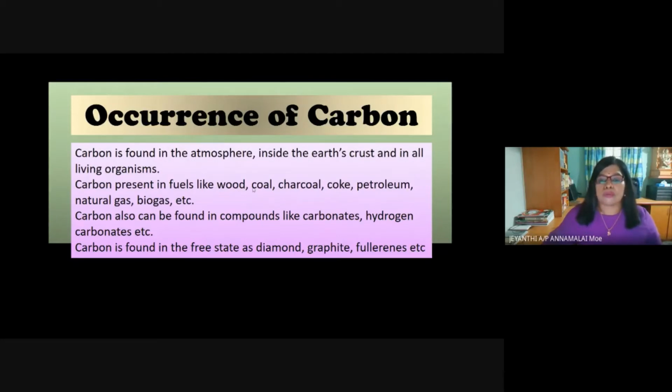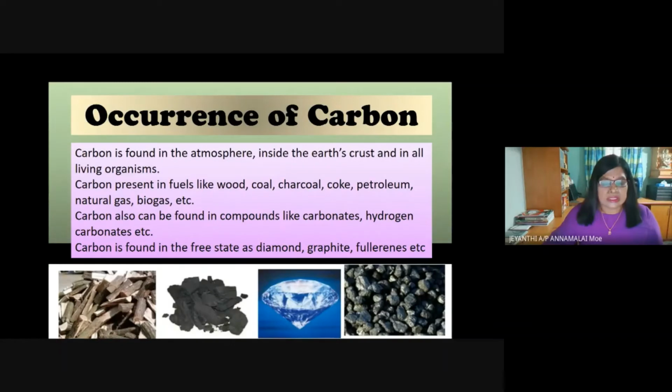Some are in the form of elements, and some in the form of compounds. Wood is a compound. So this is the occurrence of carbon. These are examples that I can give you. Even diamond is pure carbon, an element. So wood and coal, and then these are the rocks.